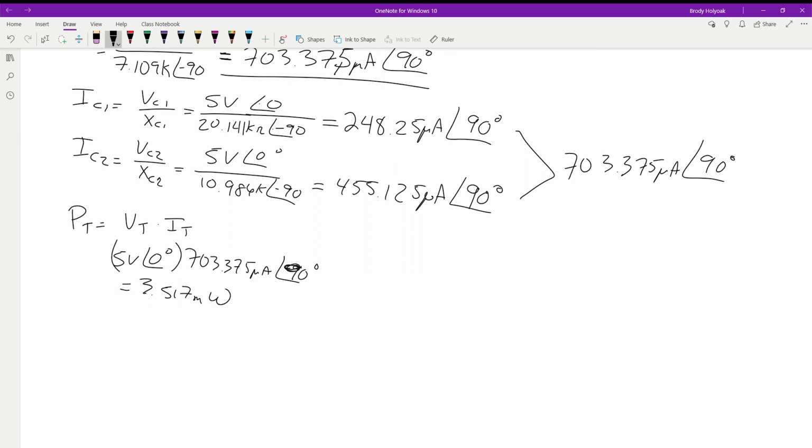Okay? Because what value is the current in? Is it peak to peak, peak, or RMS?